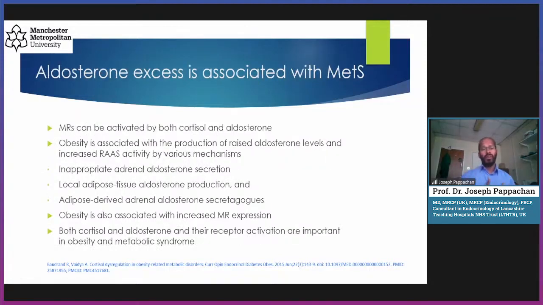There's clear evidence that there's increased aldosterone production in patients with metabolic syndrome. Maybe one of the reasons for hypertension in these patients. So there is inappropriate aldosterone secretion from the adrenal glands, possibly local adipose tissue production of aldosterone, and an adipose tissue derived adrenal aldosterone secretagogue effect. Therefore, obesity is associated with increased mineralocorticoid production and mineralocorticoid receptor expression. Both cortisol and aldosterone and the receptor activation are important for obesity and metabolic syndrome.